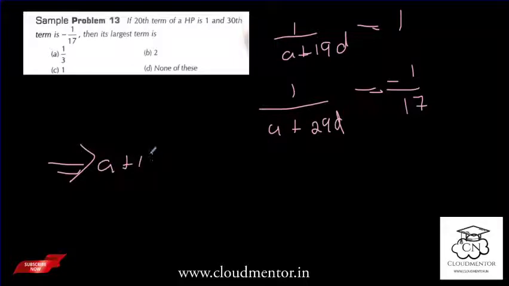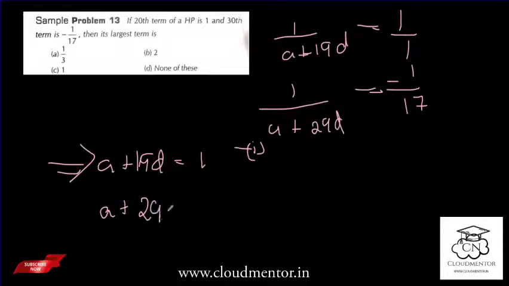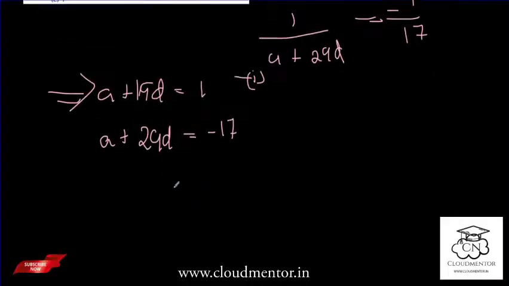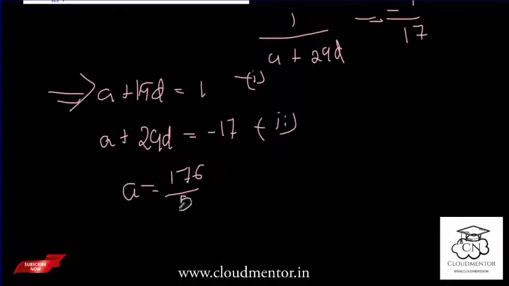Yes. So that implies A plus 19D is equal to 1, and we can give it equation number 1, and A plus 29D is equal to minus 70, yes, minus 70, and give it the number 2. So on solving equations 1 and 2, we get A equal to 176 by 5 and D equal to minus 9 by 5.